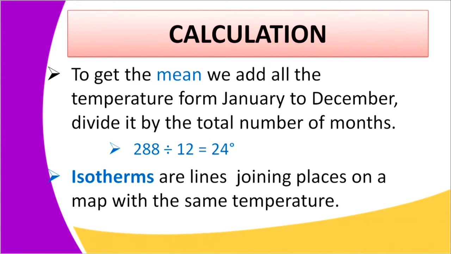We have something that is called the isotherms. So isotherms are lines joining places on a map with the same temperature. This is a question that is likely to be set in your exam, in your CAS, even in the KCSE exam. Isotherms are lines joining places on a map with the same temperature.